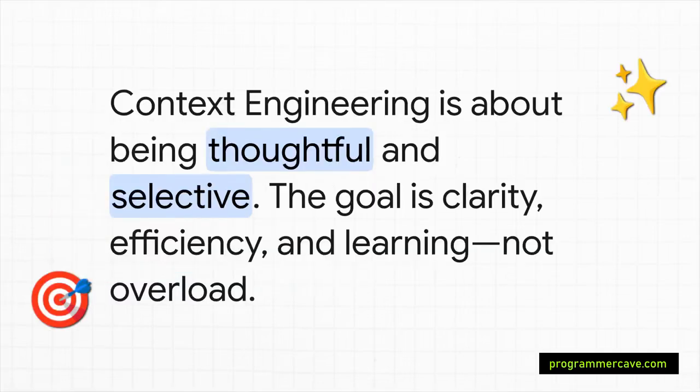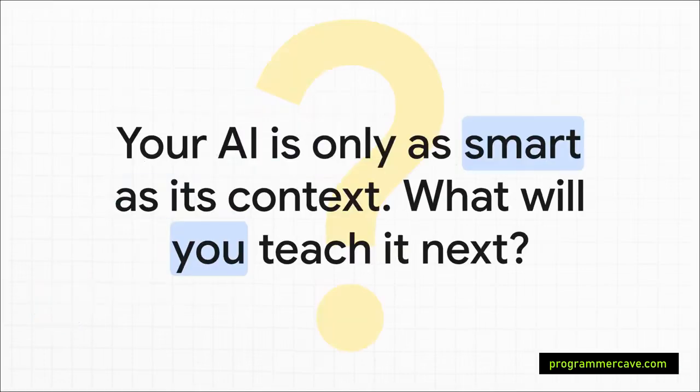So, look, if you take away just one thing from all of this, let it be this. Building great AI agents isn't about just dumping in more and more data. It's about being thoughtful, being selective, and being structured. It's about clarity and efficiency over just raw volume. Ultimately, the performance of your AI is a direct reflection of the context you give it. It's only ever going to be as smart, as reliable, and as efficient as you engineer it to be.